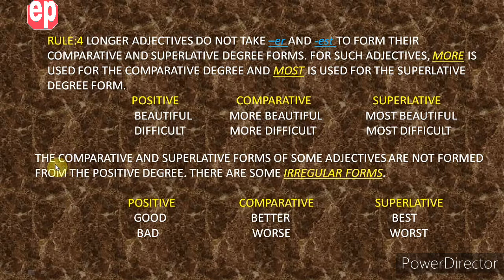Now let's see, the comparative and superlative forms of some adjectives are not formed from the positive degree. There are some irregular forms. For example, good, better, best, bad, worse, worst. These words are completely different. So comparative and superlative words are not formed from the positive degree, but are completely different from it.